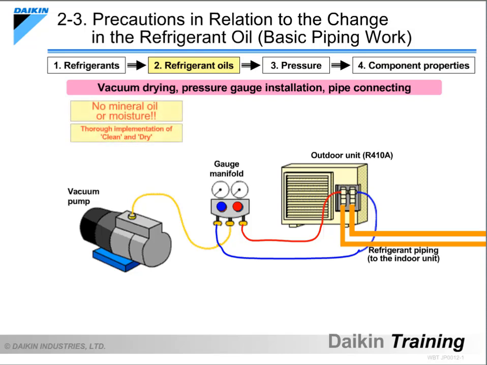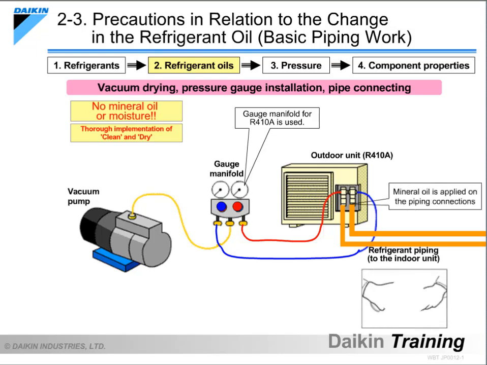One of the basic principles in handling new refrigerants is the thorough implementation of clean, or in other words, the prevention of contamination by impurities such as mineral oil. Another is dry, which involves preventing synthetic oil that tends to absorb water from coming into contact with any moisture. Regarding clean, the gauge manifold and hose once used with R22 air conditioners cannot be used for R410A machines, because R22 machines use mineral oil.